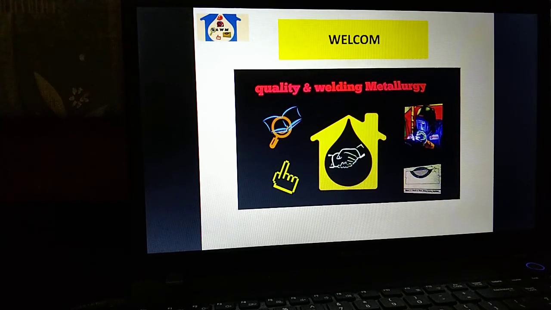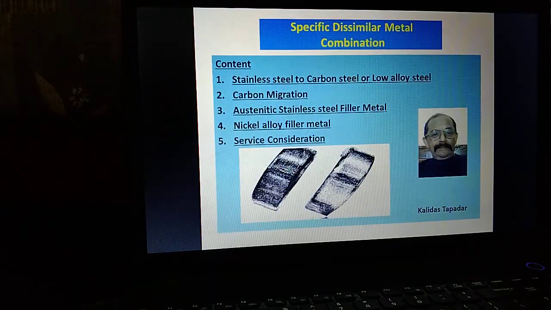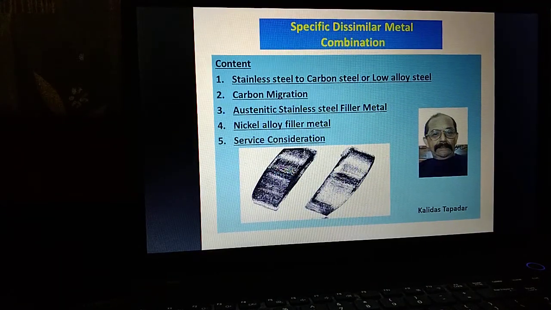Today we are discussing specific dissimilar metal combinations. Contents: stainless steel to carbon steel or low alloy steel, carbon migration, austenitic stainless steel filler metal, nickel alloy filler metal, and service considerations.